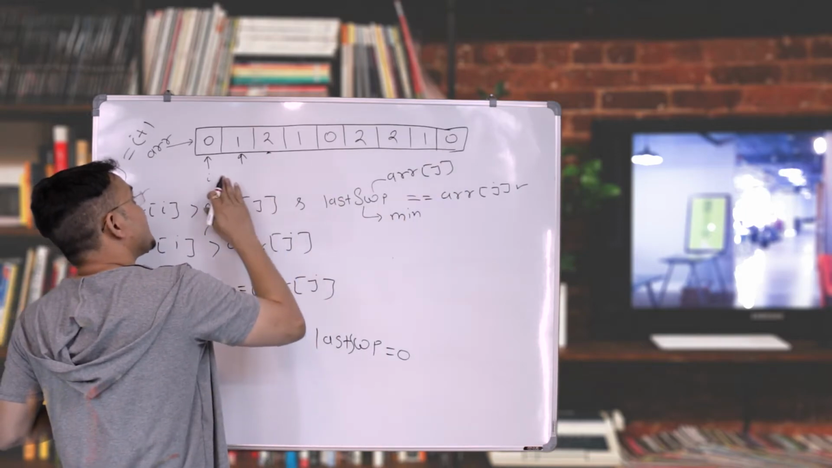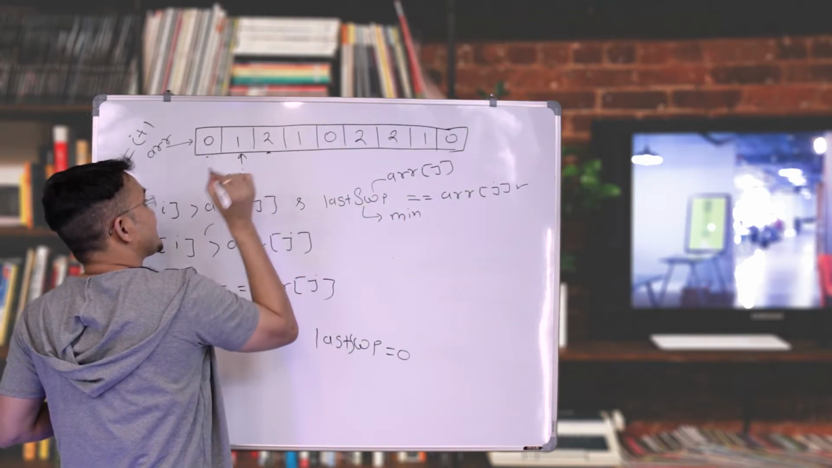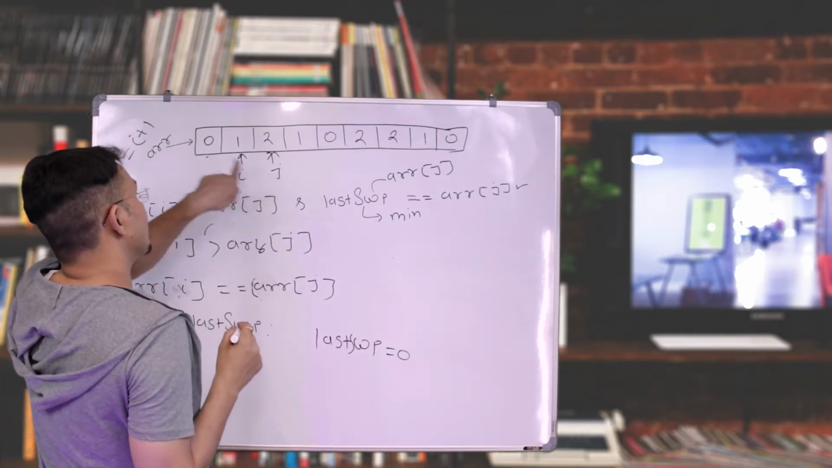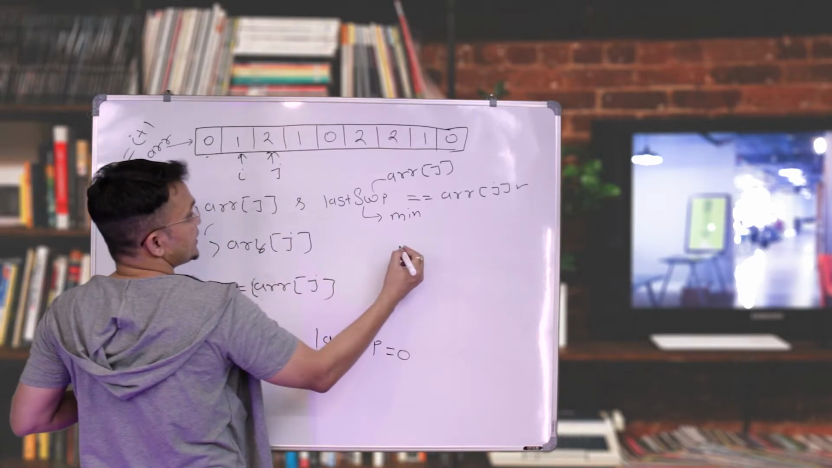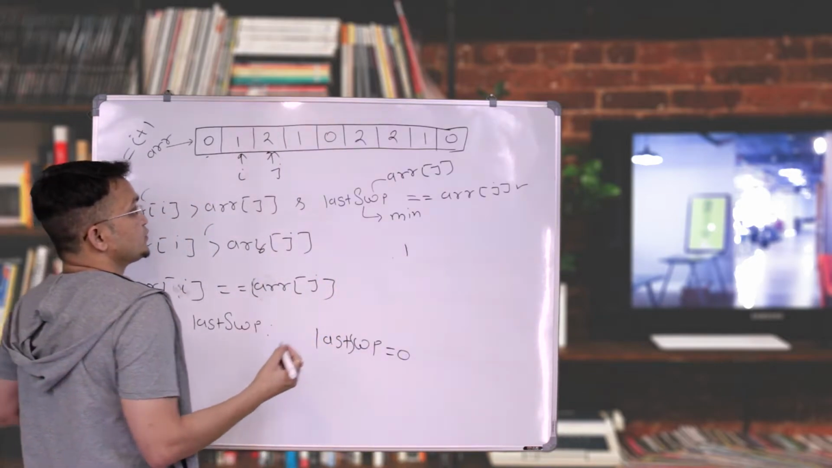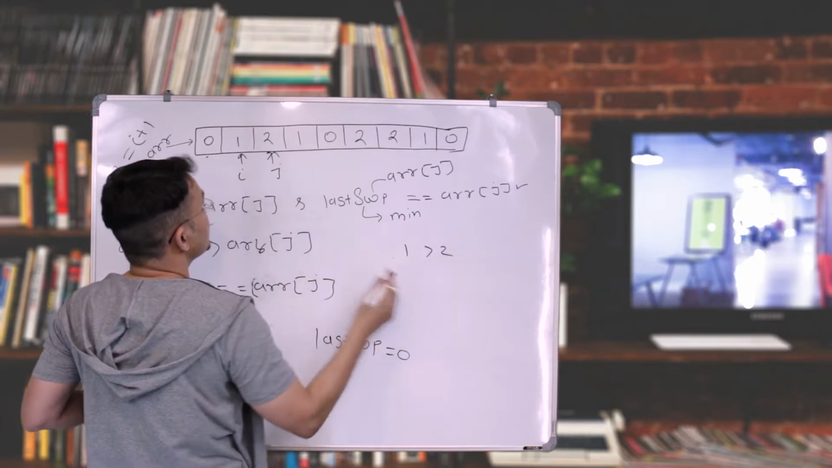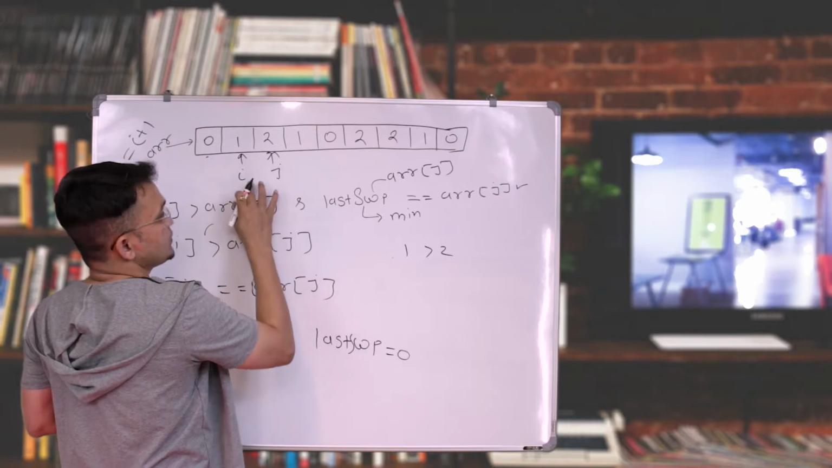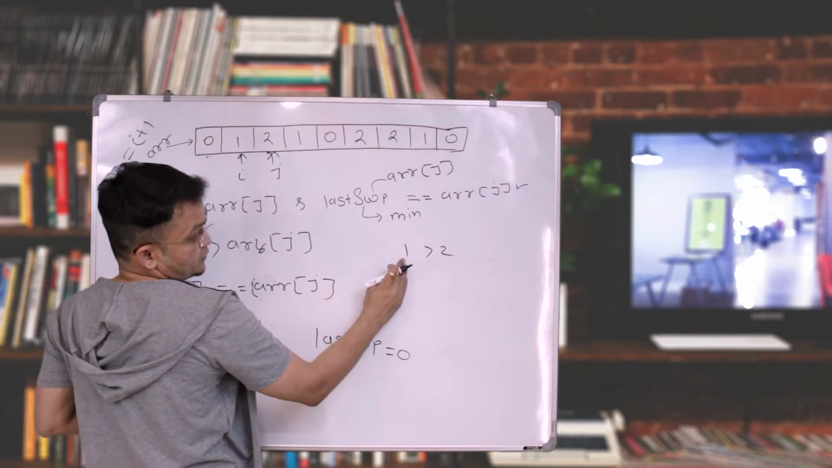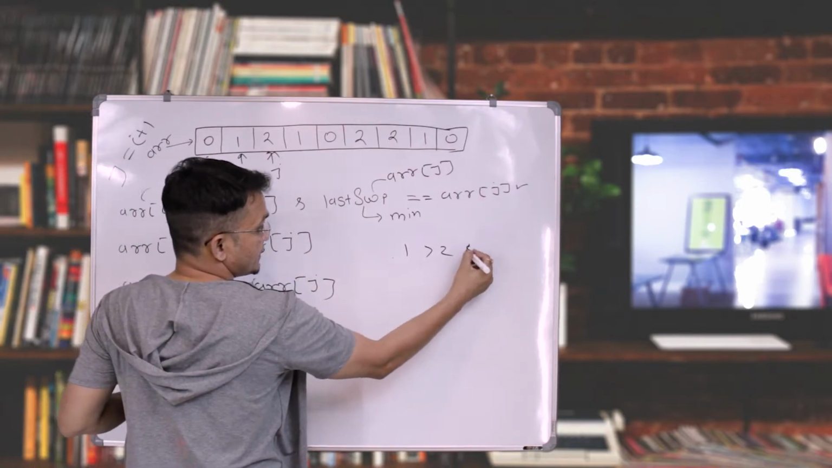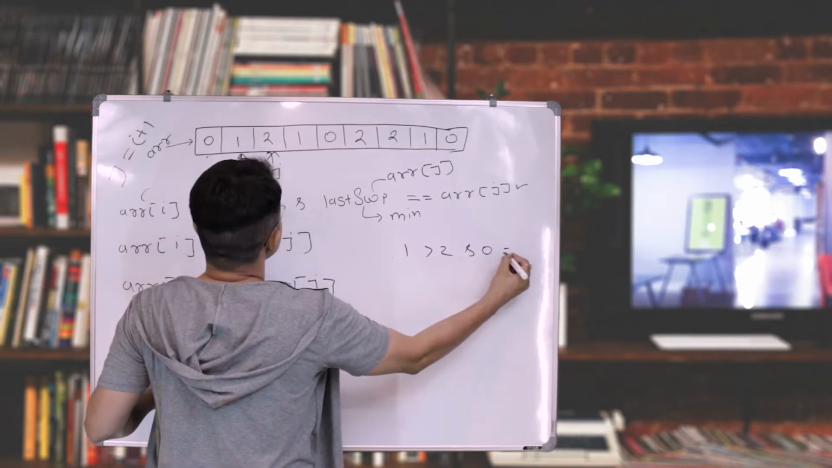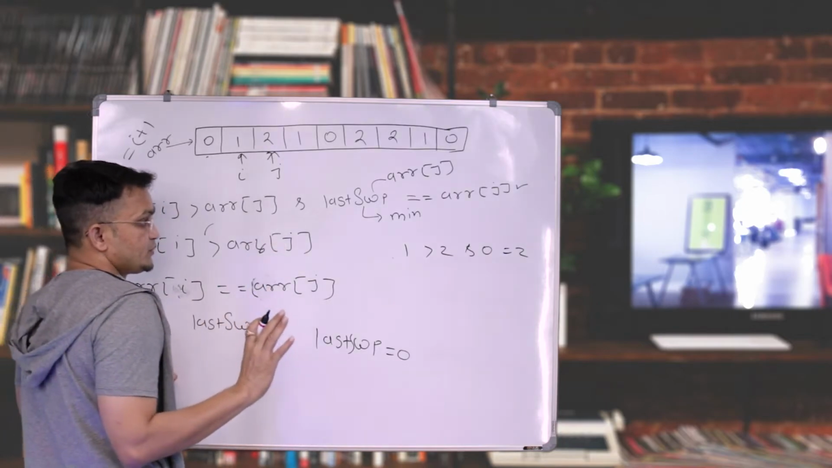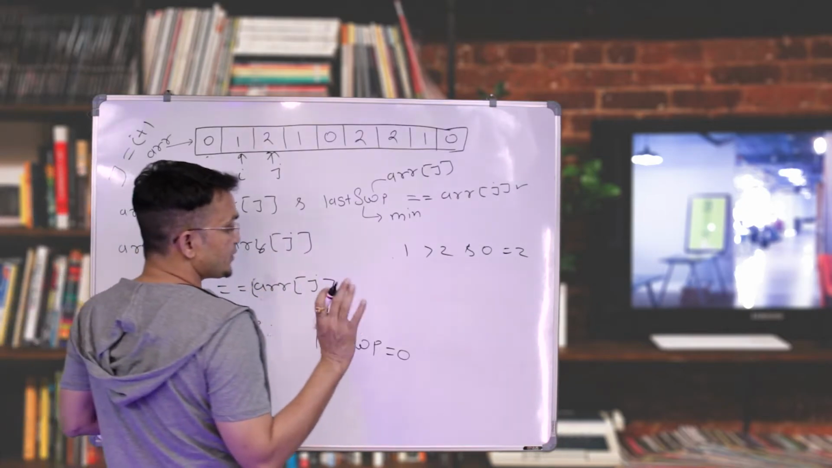So what exactly happens over here? i will get incremented and j also will get incremented, so j will always be i plus 1. Now over here, what exactly is happening? 2 greater than 2, because I am comparing this index with this index. Okay, so is it true? No, it is not true. And what is my last swapped value? 0 is equal to 2? So this is not satisfying any condition, so I am not doing anything.